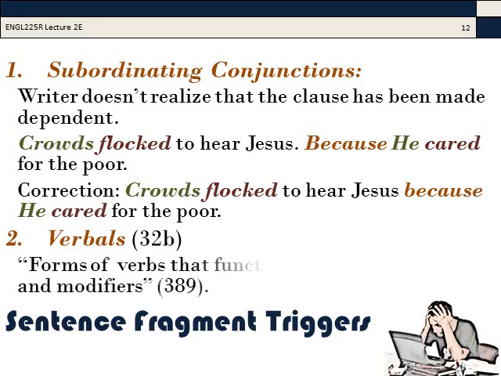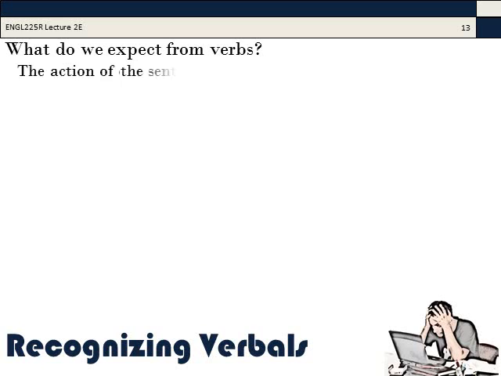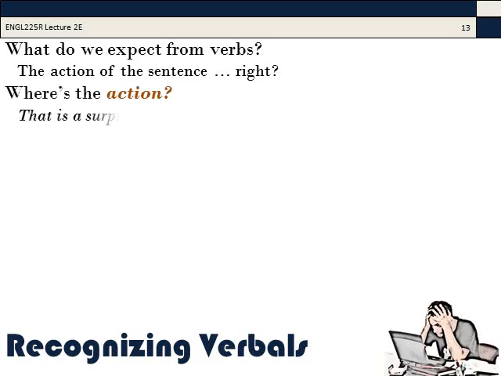And then there's the question of verbals, forms of verbs that function as nouns, adjectives, and modifiers. To recognize verbals, we have to go against our instincts. What do we expect from verbs? Well, the action of a sentence, right? Here's a sample. "That is a surprising result." Where's the action? Surprising, right?